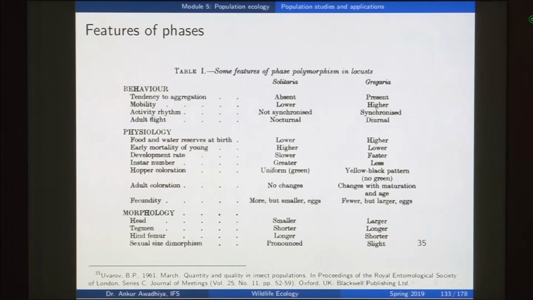Then the fecundity is more in the solitary phase, but they have smaller sized eggs. In the gregarious phase, they have a fewer number of eggs, but larger sized eggs. Because you have larger sized eggs, more food is available, because of which the mortality is less, the development is fast, you have fewer instars, and you very quickly convert the eggs into adults. Now, the morphology is also very different in both of these phases.